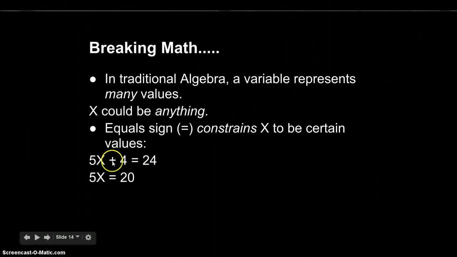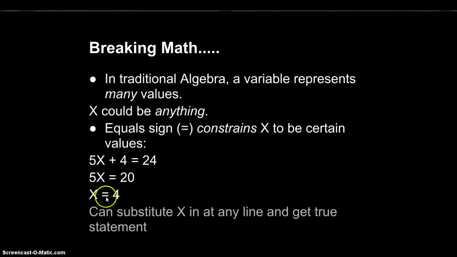So, as we solve this equation, subtracting 4 from both sides, we get 5x equals 20, and then x equals 4. Okay? And so now, what we can do is substitute x in at any line and still get a true statement. So if x is 4, 4 equals 4. If x is 4, then 5 times 4 is 20, which is the same as 20.